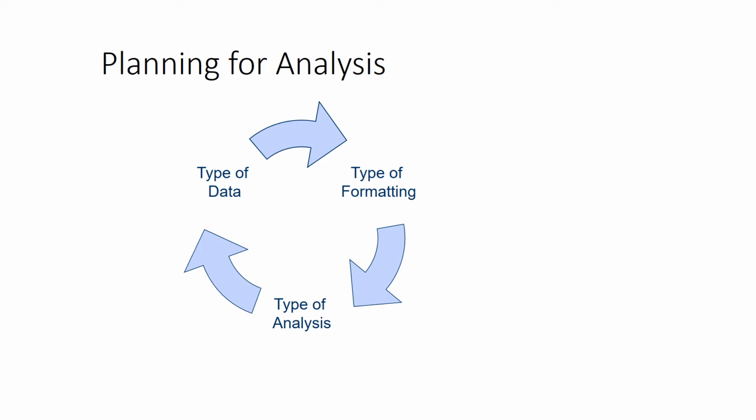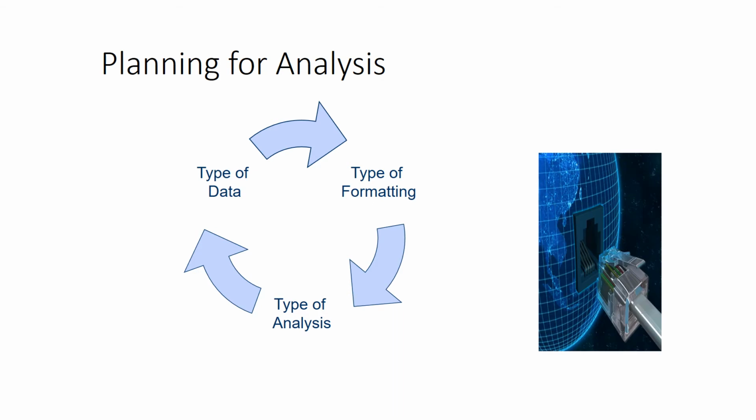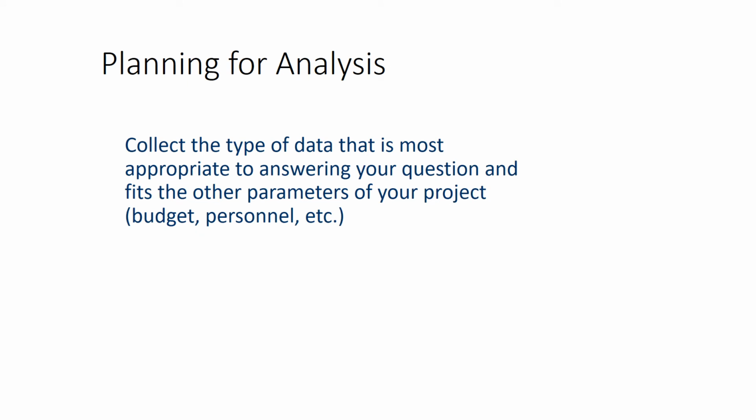So the planning process for the analysis includes the types of data, the types of formatting, and the types of analysis. So planning for analysis, collect the type of data that is most appropriate to answer your question and fits the parameters of your project in terms of budget and personnel, but also making sure that you're meeting the terms of the question or hypothesis or the problem or opportunity for the business, and also ensuring that it fits into the literature review in terms of what you're researching.